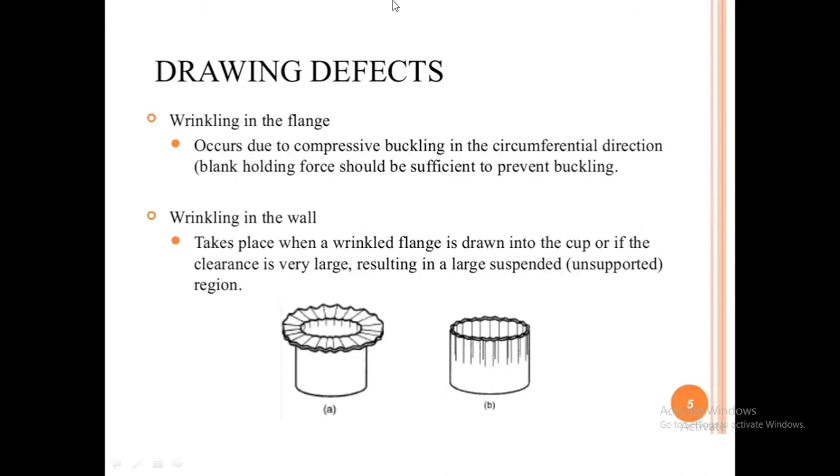So there are some defects in drawing. The first one is wrinkling at the flange. Before discussing this defect, what is meant by flange? Suppose this is a cup shape and it has its top surface like this, then the upper part is called the flange. And the defect is called wrinkling in a flange. So what is meant by wrinkling at the flange, and how is this type of defect developed in a material?